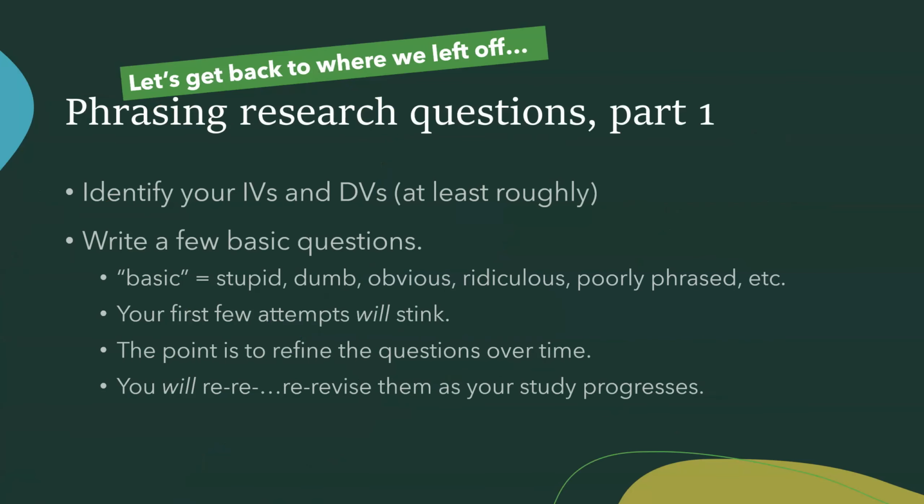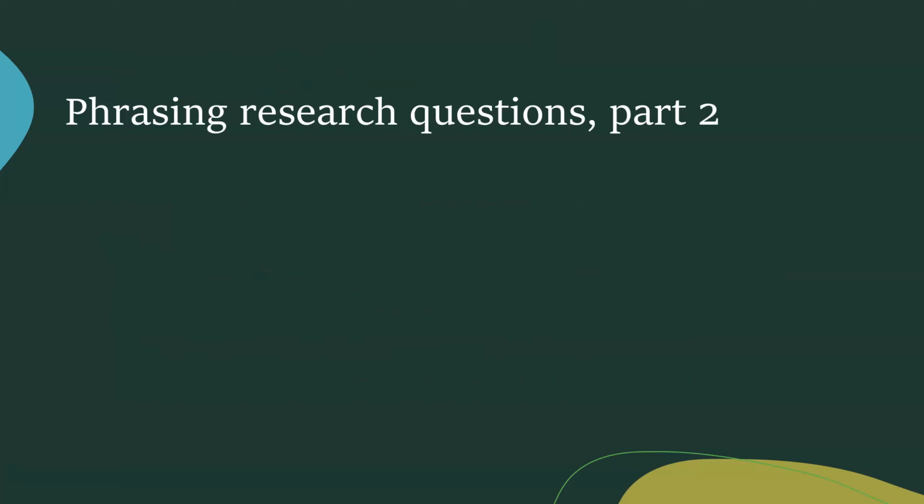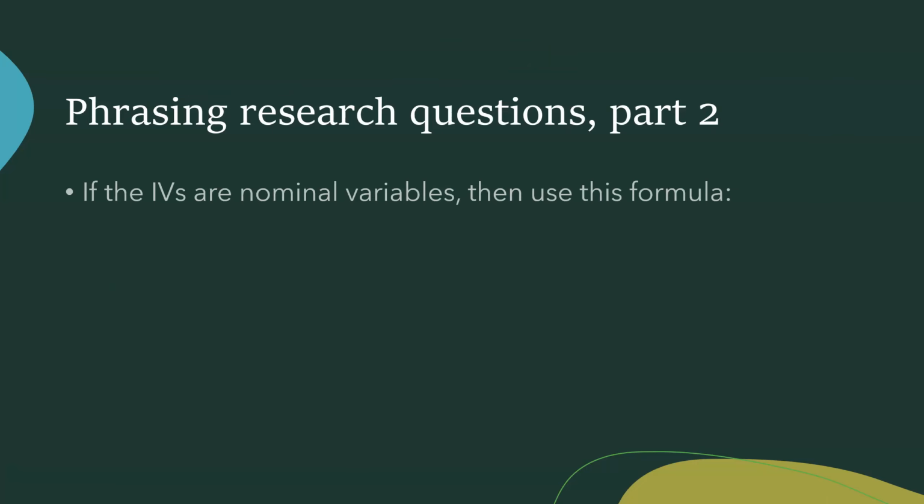But let's get back to where we left off. Talk about phrasing research questions. So yeah, we're going to identify our IVs, we're going to identify our DVs. We're going to start writing a couple of basic questions. We are going to be happy about revising them as we go. So let's talk then about actually phrasing these research questions. I'm going to give you a couple of ideas here about how this can work. I'm going to give you some formulas.